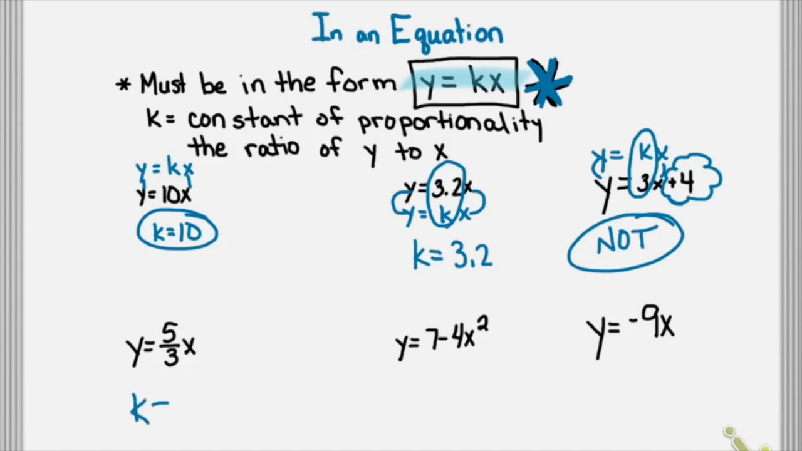Here, I can see that my k equals 5/3. On this one, because of all the extra stuff added on, I can see that it is not proportional. And on this one, I can see that my k equals -9.